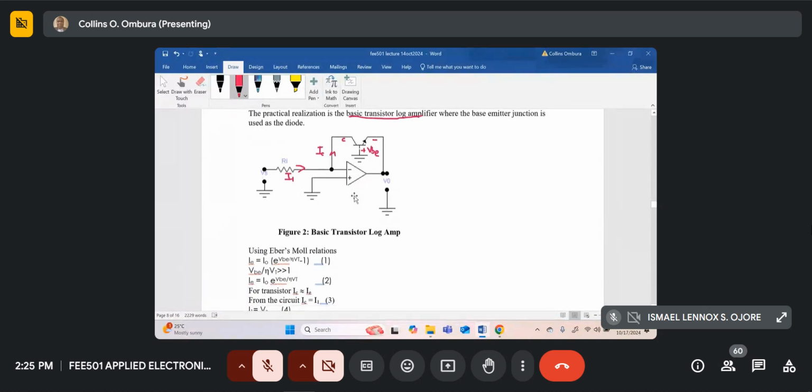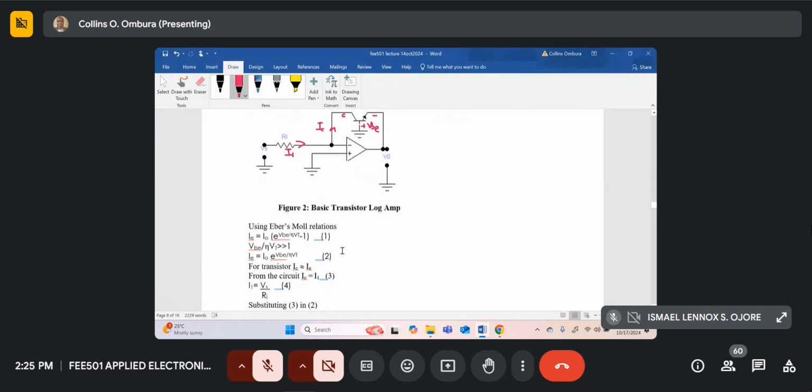So we can start once again to show that this circuit can perform log computation of an input voltage. Once again, the input voltage must always be positive with respect to the ground. So Vs will only compute the log of Vs when the top side of Vs is positive.